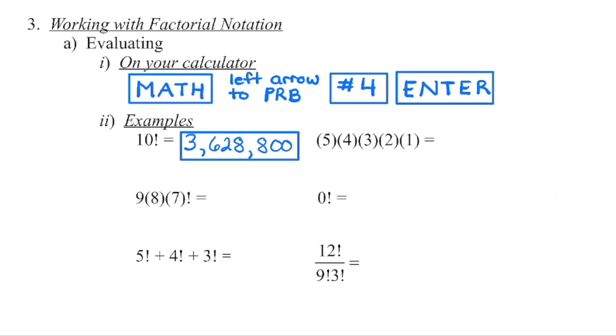Now, if we see something like this, 5 times 4 times 3 times 2 times 1, you should recognize that is 5 factorial. We are beginning with 5 objects. We are going down 1 each time until we get to that 3, 2, 1. Last object is 1. So that is 5 factorial. We can enter that into the calculator and get a value of 120. This one here, we have 9 times 8 times 7 factorial.